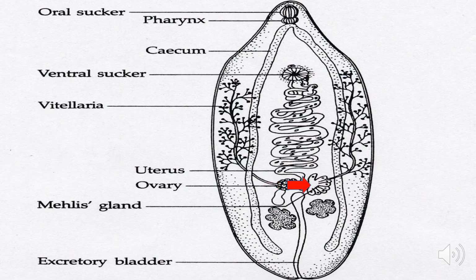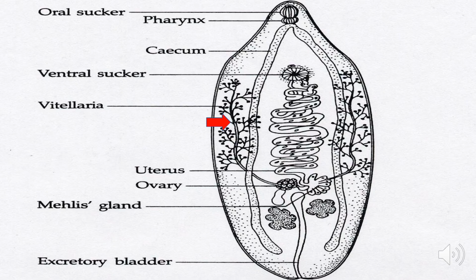This ootype is surrounded by glands, and we call the glands Mehlis glands, and they are the ones labeled in the picture. Another structure will also drain into the ootype. So we now have the seminal receptacle, the ovary, the Mehlis glands. There's a fourth one, and that fourth structure is called the vitellaria.